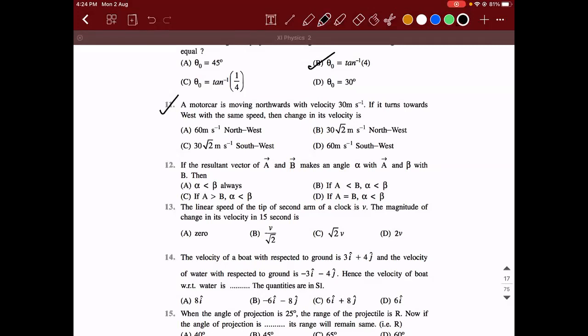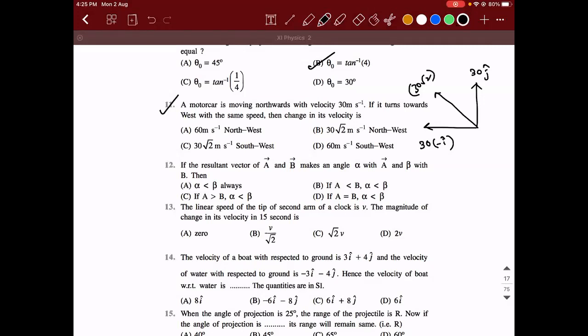Sir, change in velocity is VB minus VA. So that's 30 j cap minus 30 minus i cap. So magnitude of resultant will be 30 j cap and 30 minus i cap. Correct. Magnitude of resultant will be 30 root 2.